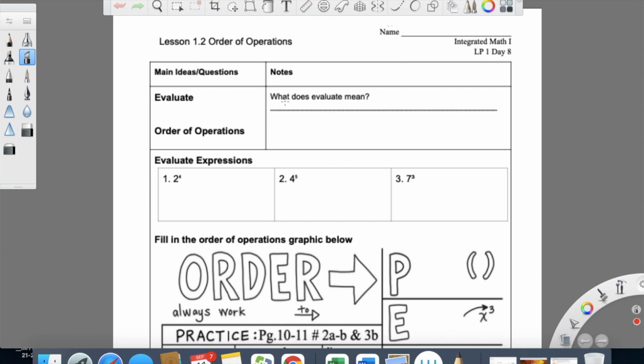So first, evaluate. What does evaluate mean? Because they ask us to evaluate these expressions all the time. In fact, that's the first thing we come across here. It says evaluate expressions. Well, what does that mean? It just means to solve or to simplify. That's all it means. Okay? It's just, that should be an M, simplify.